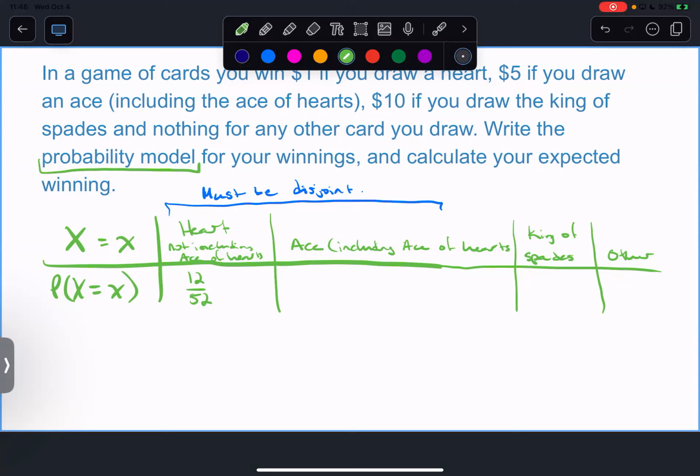Now, what about the probability of drawing an ace, including the ace of hearts? Well, there are 4 aces in a deck of 52, and so I have 4 over 52. King of spades. That's only one possible draw out of 52.